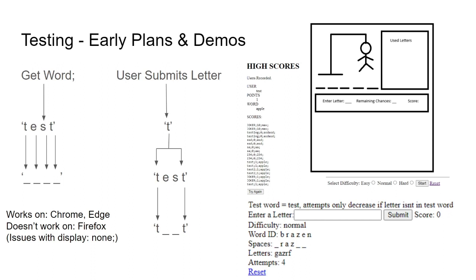And then we had the first demo for functionality, in which the word ID is displayed for testing purposes to know whether to enter a right or wrong input to see how it affects the game, as well as testing out form submission to make sure the variables got passed on.